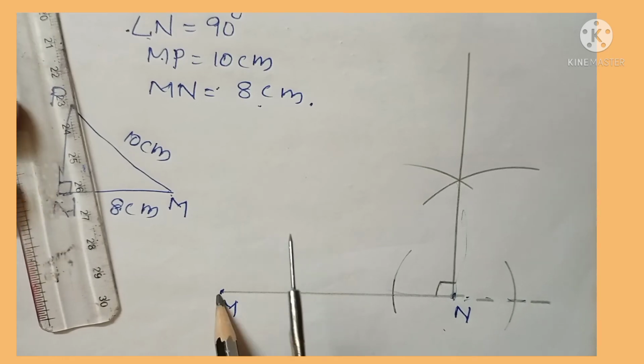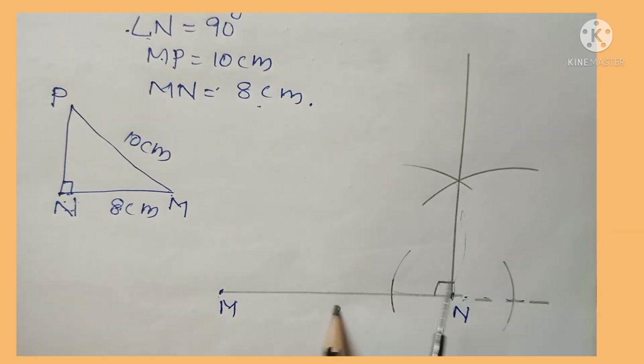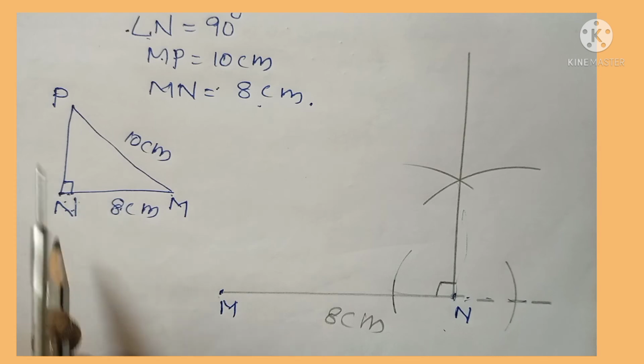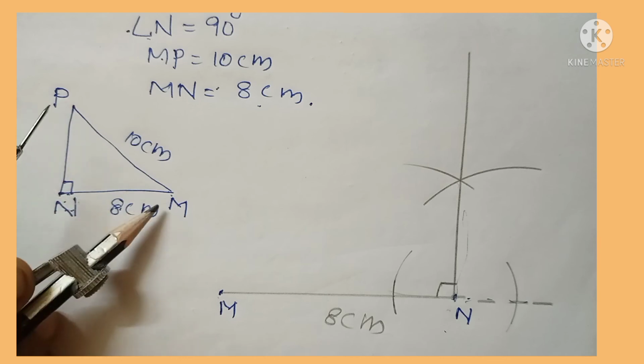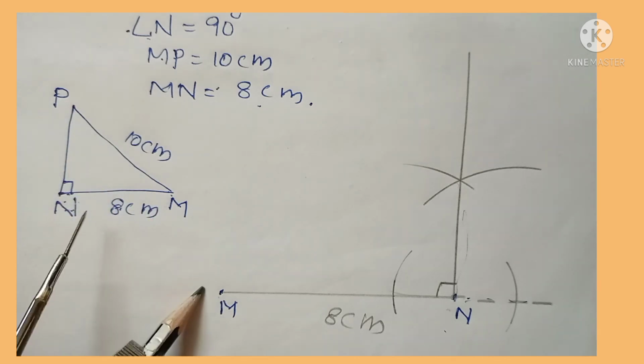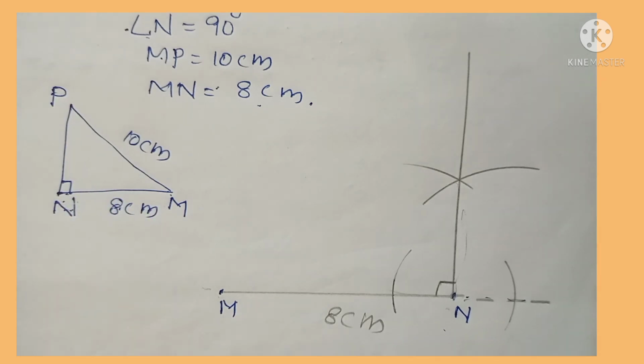What we did: first draw the line segment with the measure 8 centimeter. Then since N is 90 degree, that side we want to extend. Then through N we want to draw a perpendicular. Then what is the perpendicular distance? Here it is 8 centimeter. And the hypotenuse, what is the measure of the hypotenuse? That is 10 centimeter. So from M we want to take 10 centimeter.